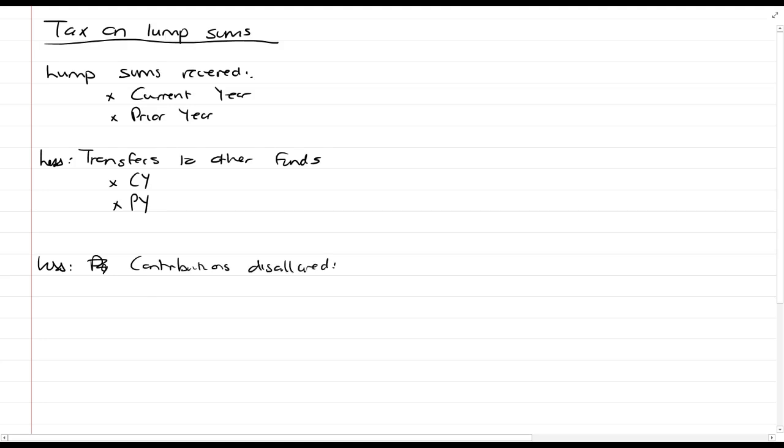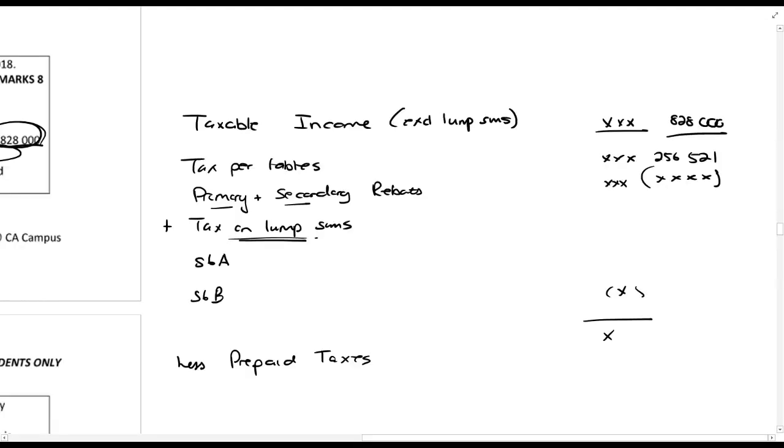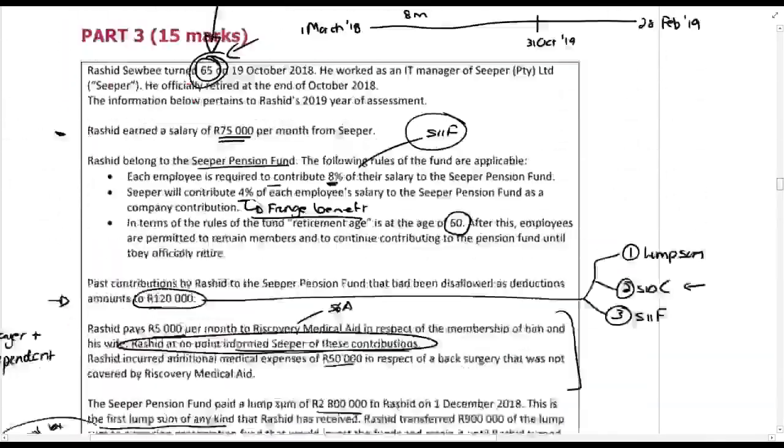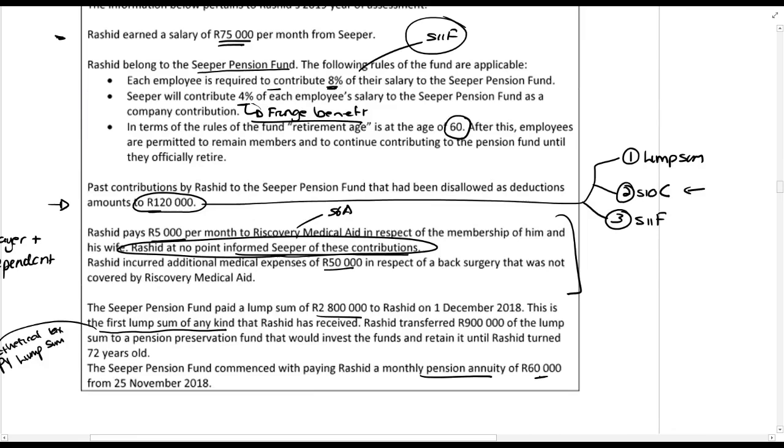And this is for the amounts you've taken into account in the current year and taken into account in the prior year. Now, the first thing I want you to see is all the prior year amounts are out because this person has not received a lump sum in the past. If you go back to the information, this is the first lump sum of any kind.